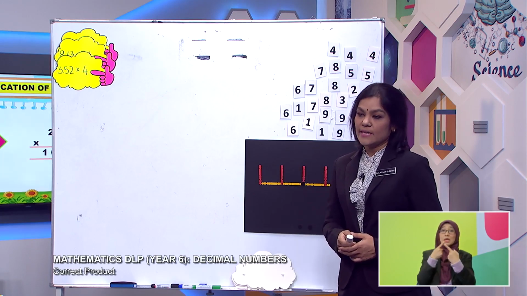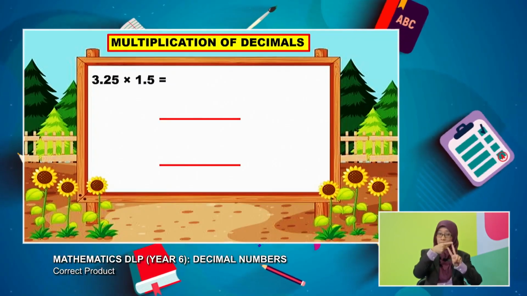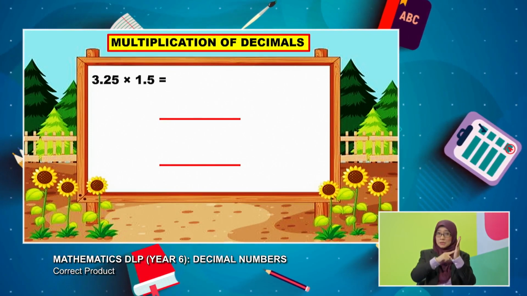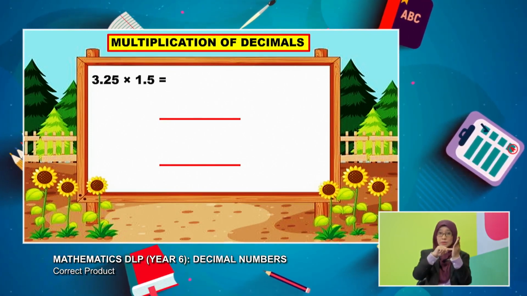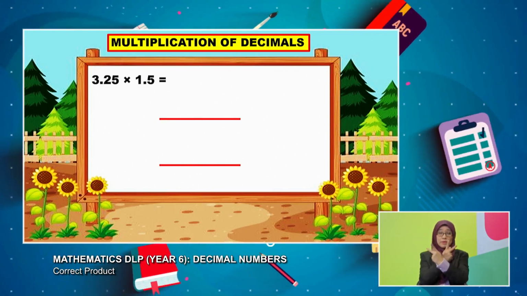Okay, so you will get 10.12. Second one, we multiply a decimal number with a decimal number. Can you read the mathematics sentence? The next one is 3.25 multiplied by 1.5.